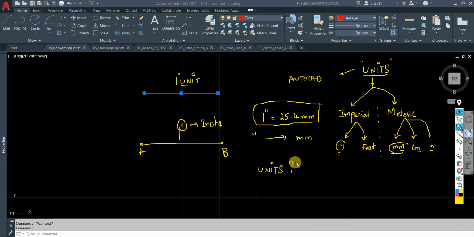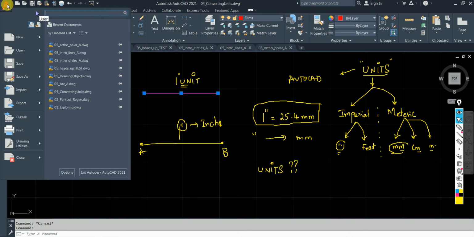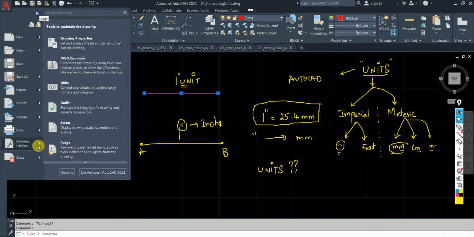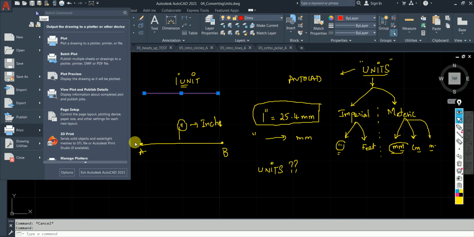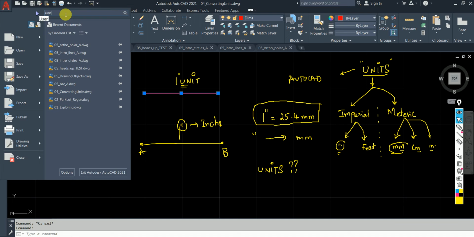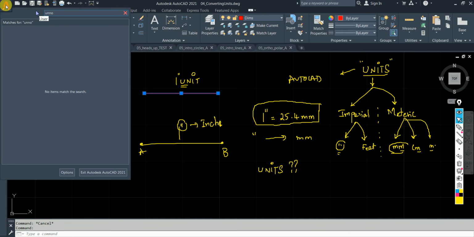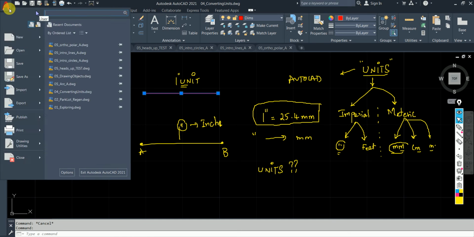Do you know where the location is? I do not know where the units command is. Do you know where the location is? This one you can do. If you do not remember the location, you can type units. Very good. You go to the application here, and he will tell you where the location is. We can go here, drawing utilities, and then units.